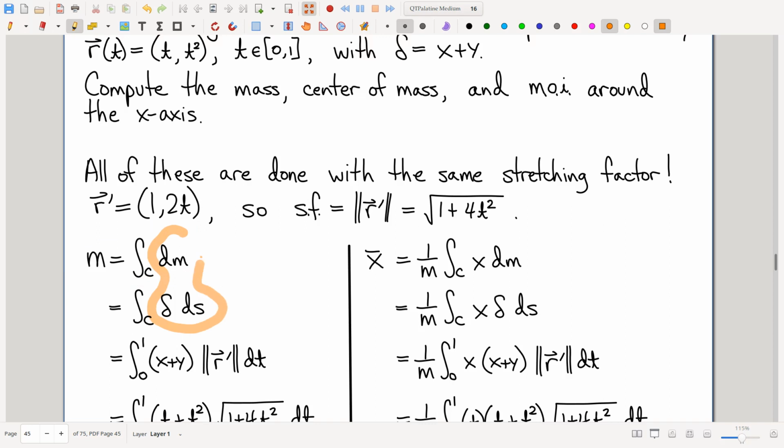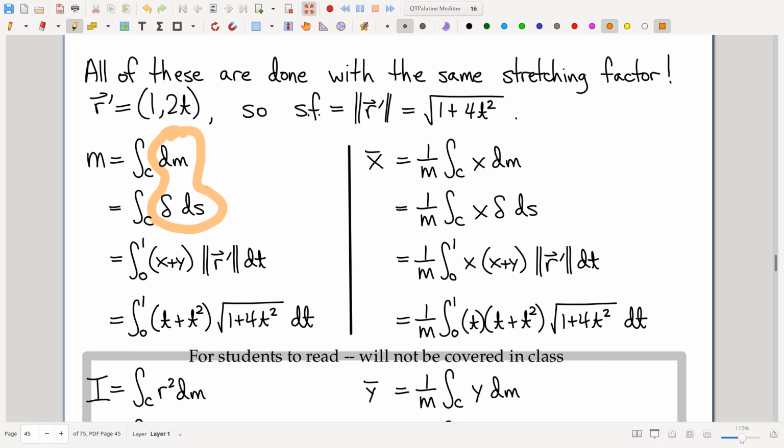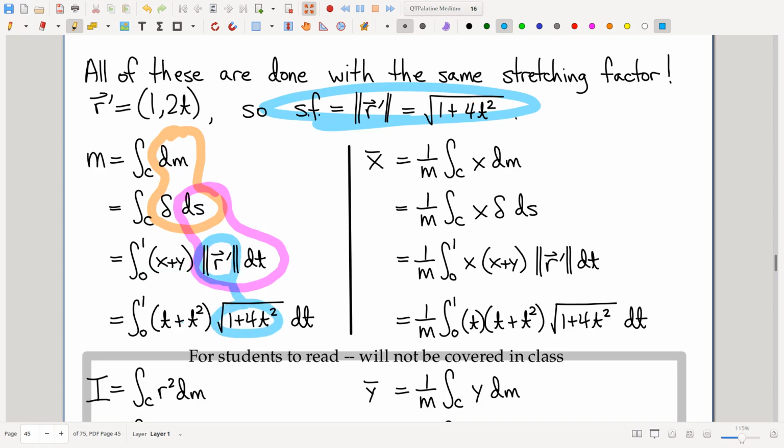Mass is density times size. In this case, mass is mass per unit length times length, because the mass is distributed per unit length across this wire. All right, let's see here. We know from the previous page that ds is speed times dt. We just got through computing that stretching factor, speed, is that. So you plug that in.